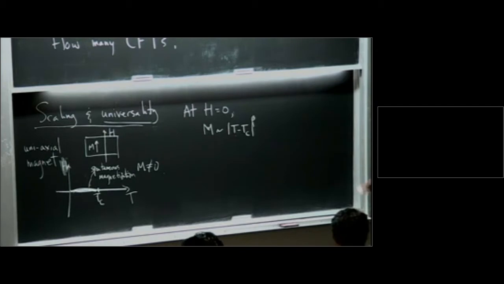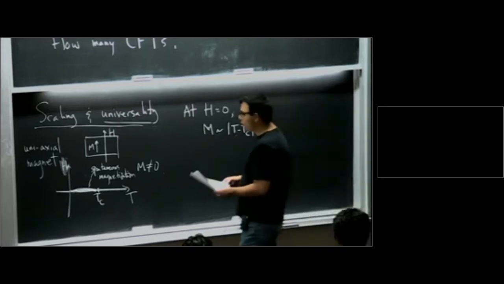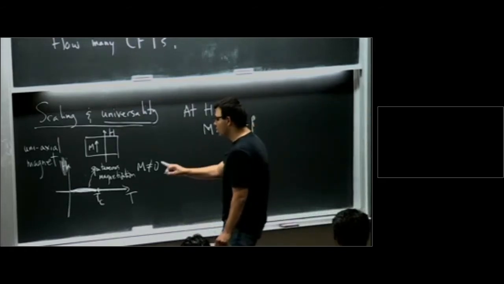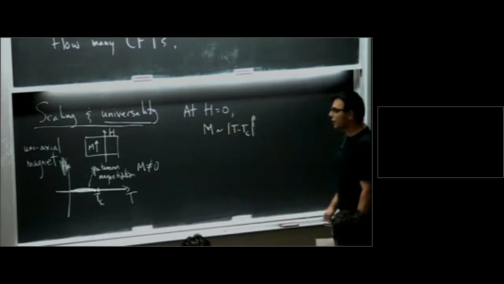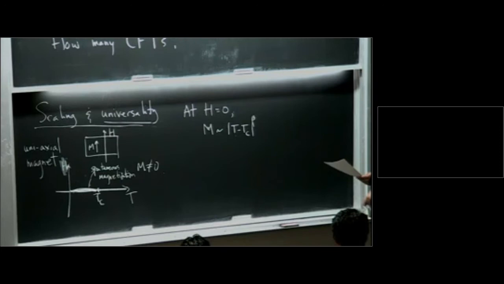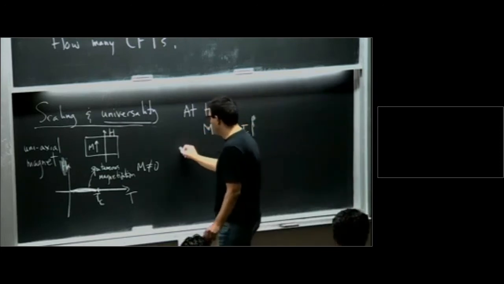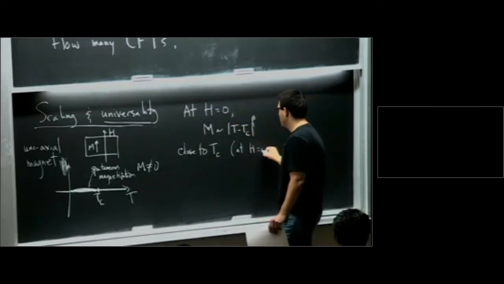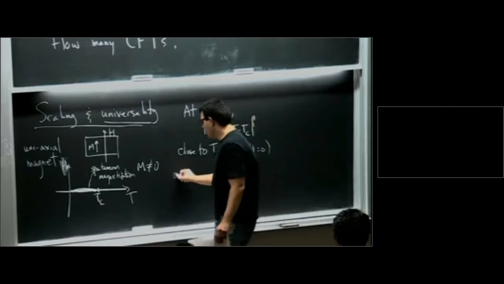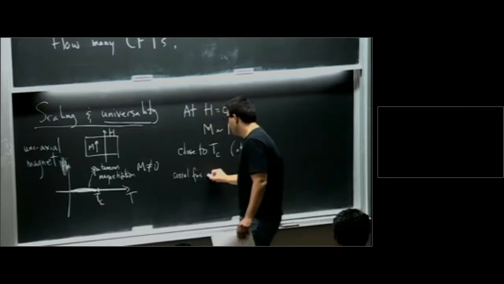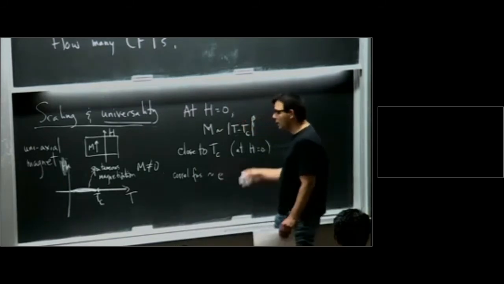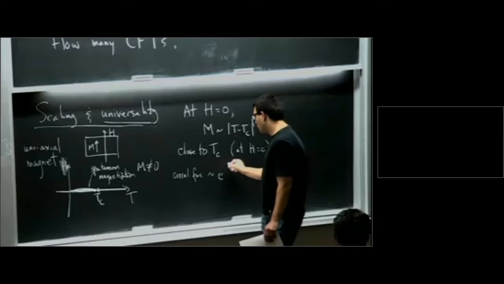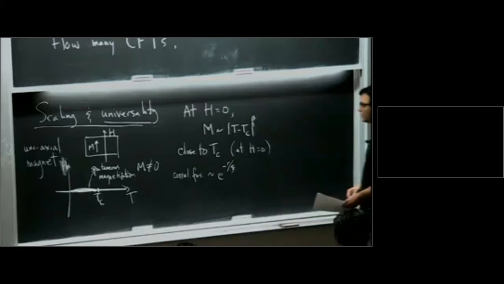So that's the idea of scaling, that we have this weird behavior. And another thing I should mention about it is that close to the critical temperature, the correlation length in this material goes to infinity. So if we're close to Tc, but still at h equals 0, we can calculate correlation functions. What we find is that they decay exponentially with the distance. They're proportional to e to the minus the distance divided by some length scale, which is ξ, that's the correlation length.